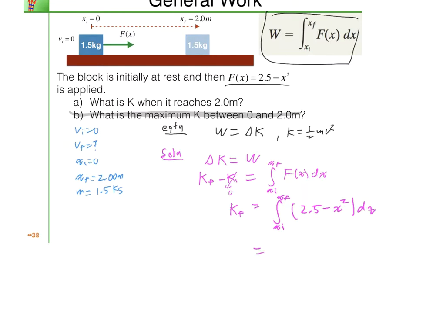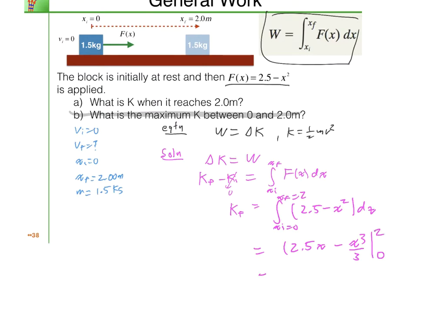And when I integrate that, what do I get? Well, I end up with 2.5x minus x cubed over 3, between x initial and x final. X initial is 0 and x final is 2 meters.